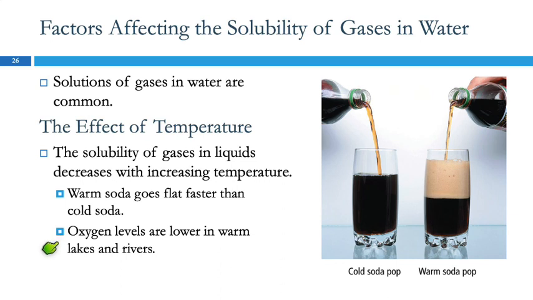We also observe that oxygen levels are lower in warm lakes and rivers. This is one of the reasons why, if you're keeping fish in an aquarium, there are some fish like goldfish that are good with cooler temperatures, but tropical fish need warmer temperatures. And it's not just because they need to be warm. I'm sorry, they are okay with lower oxygen levels in the water at the warm end.